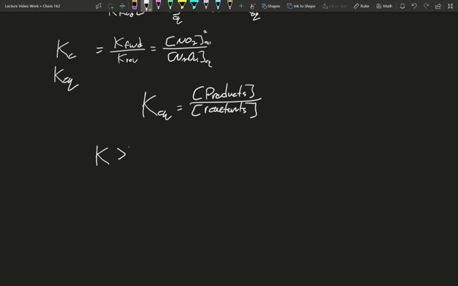If our K is much, much greater than 1, well, think of any division. I must have a lot on top compared to the bottom, so that when I divide, I get a larger than 1 value. If that's the case, then I must be largely products. This means that this reaction proceeds almost to completion. It very much is dominated by products.